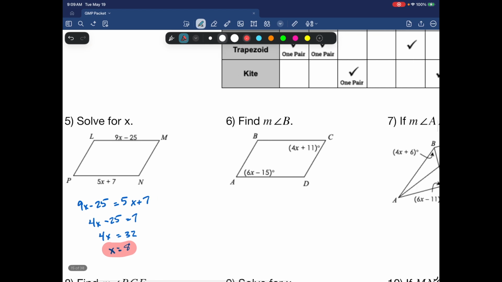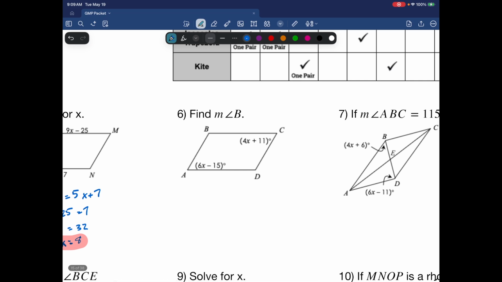All right, for 6, we're again dealing with a parallelogram. And in a parallelogram, opposite angles are congruent. So angle A is equal to angle C. And so I set these equal to each other. 6x minus 15 equals 4x plus 11. So it's going to be 2x minus 15 equals 11. 2x equals 26. X equals 13.